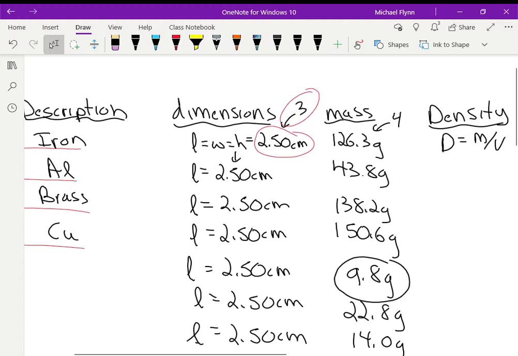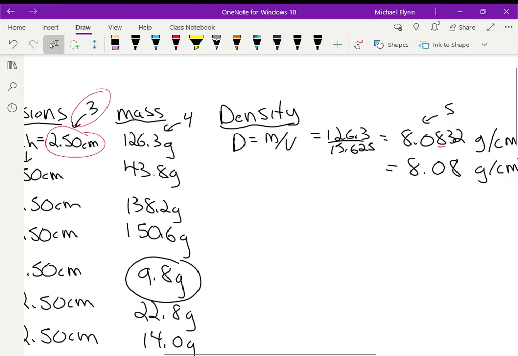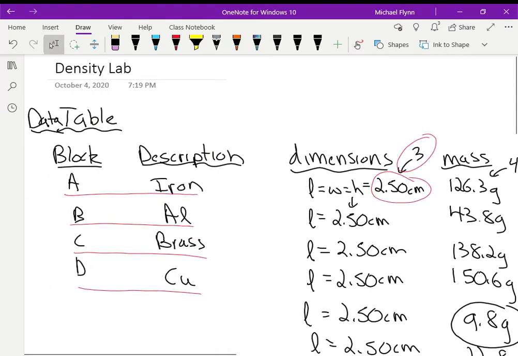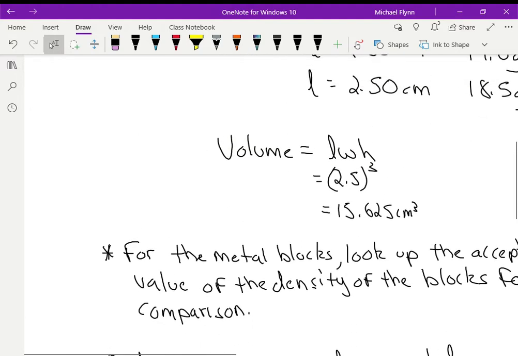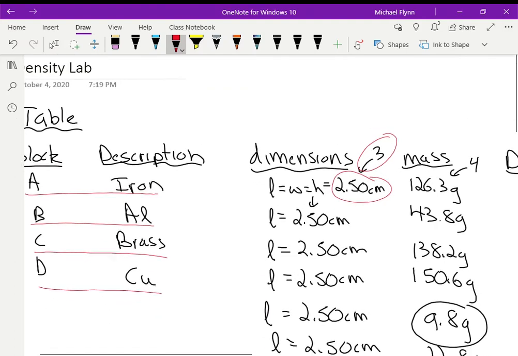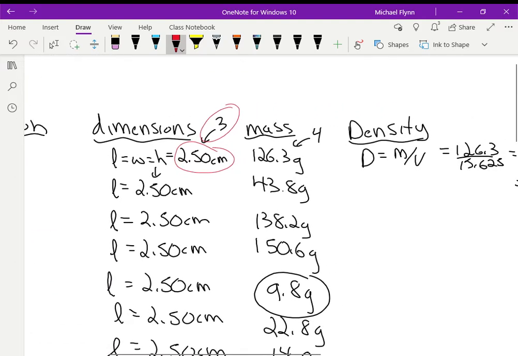They do have different masses, so I brought in a scale today. We measured the mass of all 8 blocks. The purpose of this experiment is to determine the density of the different materials. All we have to do is divide the mass by the volume, and we'll get the density in units of grams per centimeter cubed. We did an example for you here to get the density of the iron block. First, we found the volume by multiplying length times width times height, and you get 15.625 cubic centimeters in every single case, because all the blocks have the same dimensions.